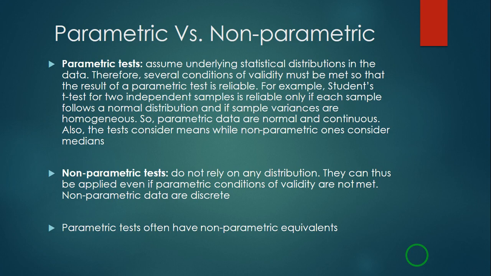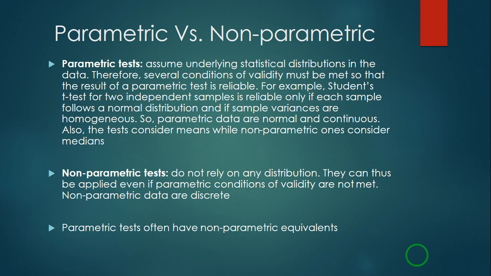In a nutshell, there are some differences between parametric and non-parametric tests. Parametric tests assume the underlying statistical distribution in the data is normal. So several conditions of validity must be met so that the result of a parametric test is reliable. For example, the t-test for two independent samples is reliable only if each sample follows a normal distribution and if sample variances are homogeneous. So parametric data are normal and continuous.